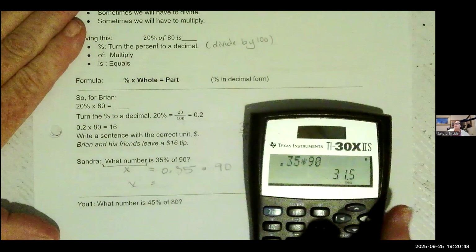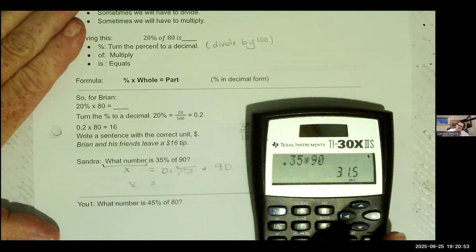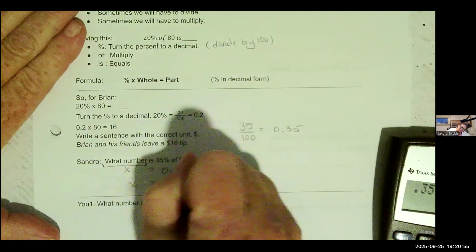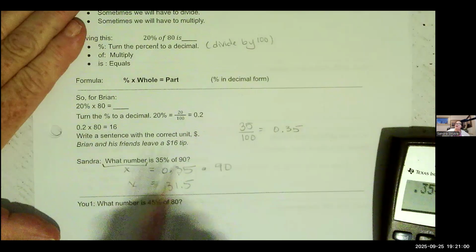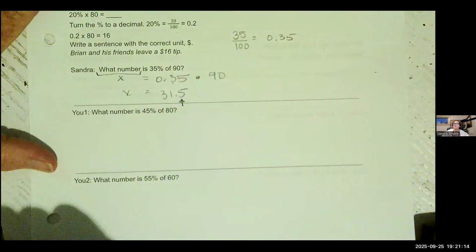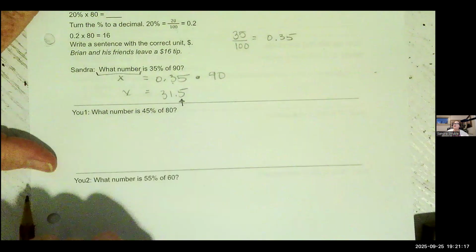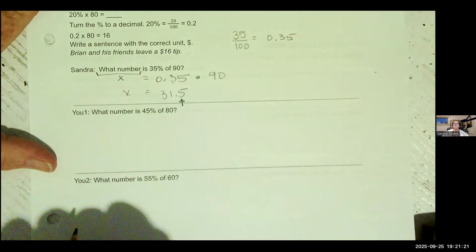My goal for you is to get comfortable using a calculator. Okay. My answer is 31.5. So 31.5 is 35% of 90. All right. Your turn. Pause the video and do these next two yourself and come back and see how you did. We're rounding everything to one decimal place to the right of the decimal, so go ahead and do that as you're going through if there's any rounding. So pause the video, go do that, and then come back to see how you did.